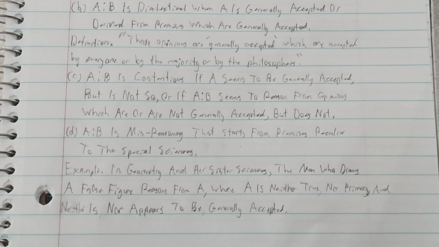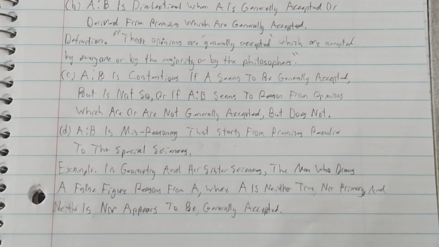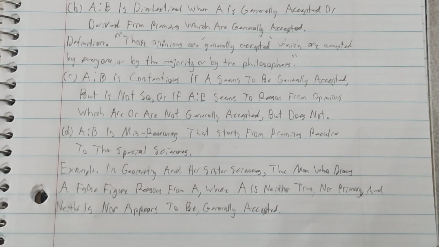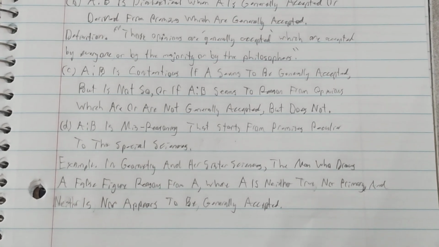Third form. Reasoning from A to B is contentious if A seems to be generally accepted but is not so, or if reasoning from A to B seems to reason from opinions which are or are not generally accepted, but does not.